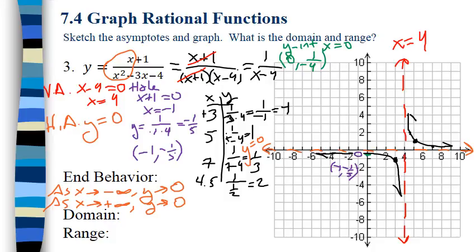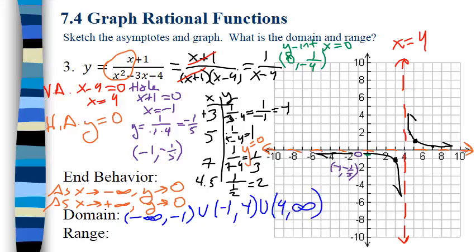Our domain is all x values that are not equal to 4, because remember, we are restricted at 4, and the hole. The hole happened at negative 1, right? So our domain is going to go from negative infinity to negative 1. Okay, so negative infinity to negative 1. Don't forget about the hole, because remember, the hole is a restriction in the domain, right? So negative infinity to negative 1, negative 1 to 4, and then union 4 to infinity.